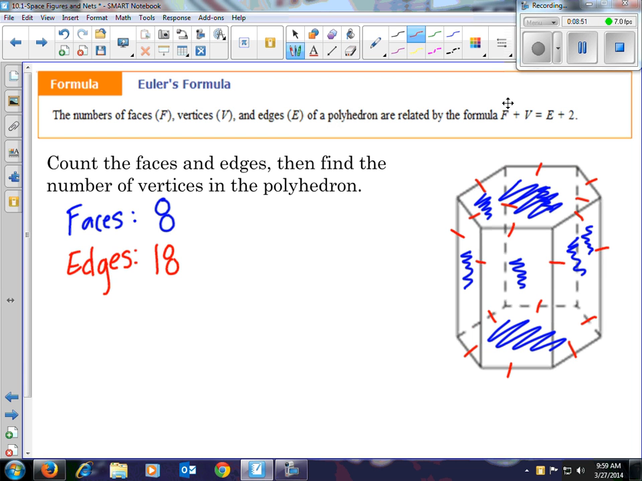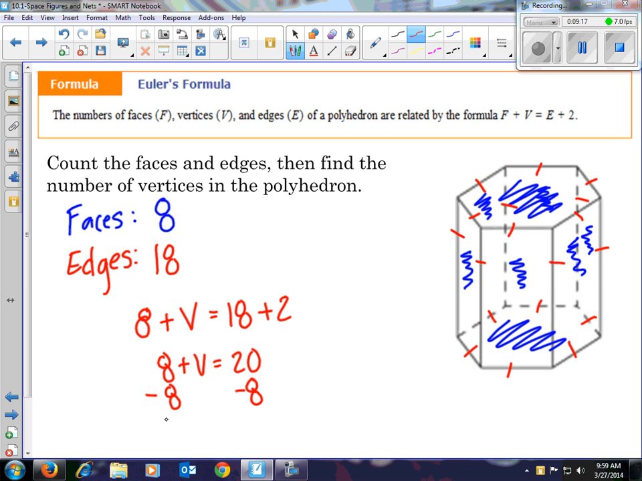So I have faces plus vertices equals edges plus 2. So faces is 8. So I have 8 faces plus, we don't know how many vertices, so v equals my edges, which is 18, plus 2. So I have 8 plus v is equal to 18 plus 2, which is 20. And then I would subtract 8 from both sides. So I have my vertices is equal to 12.